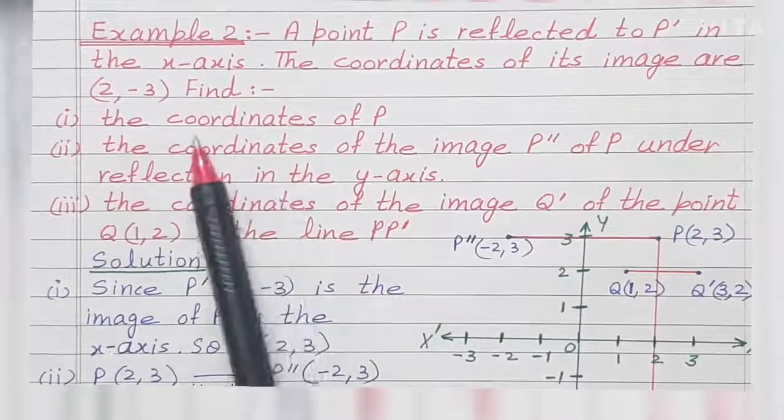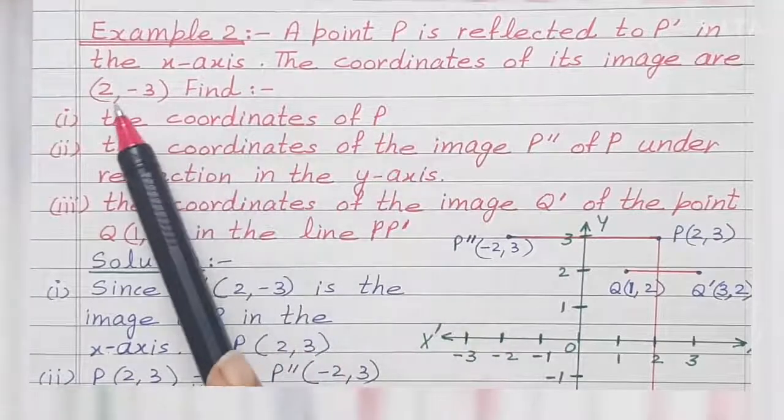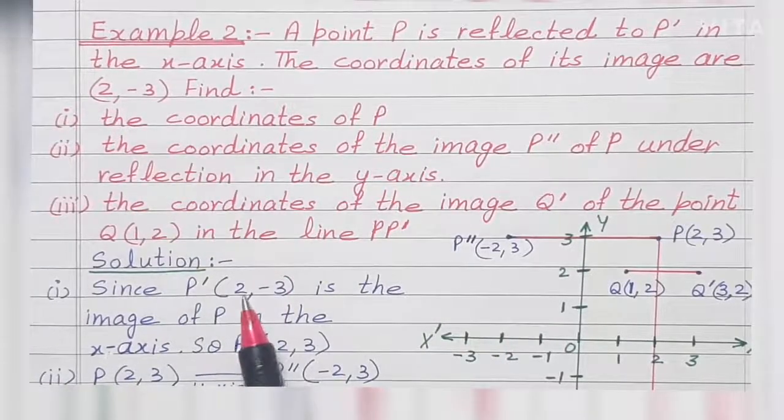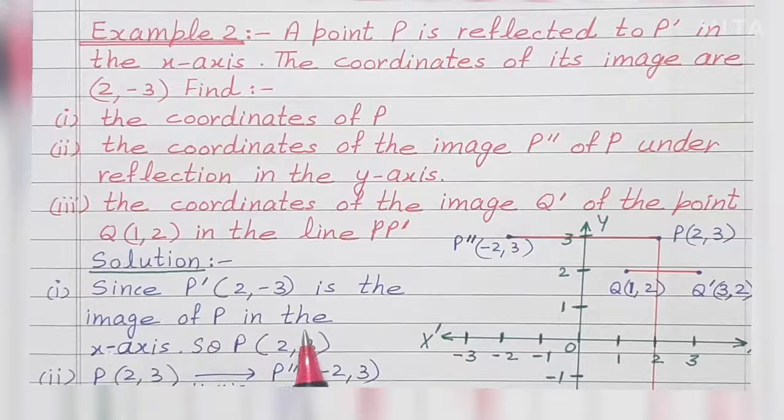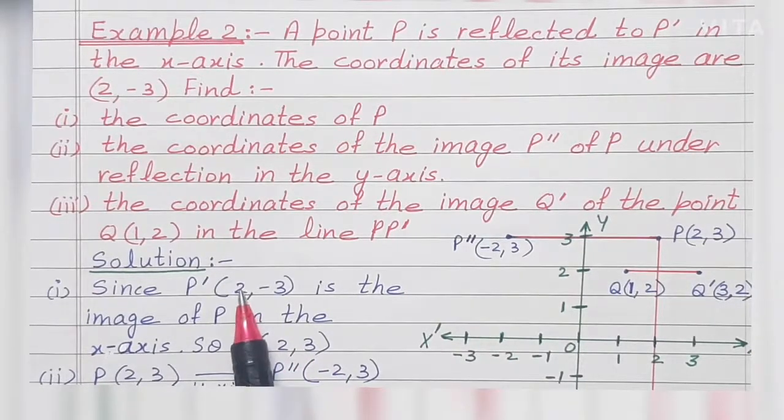So let us find the coordinate of P first. P dash is 2 and -3. Clear? So its image will be P 2 and 3. Now children, why 2 and 3? Because it is being reflected under x-axis. When you reflect P 2, 3 under x-axis, it will become 2 and -3.